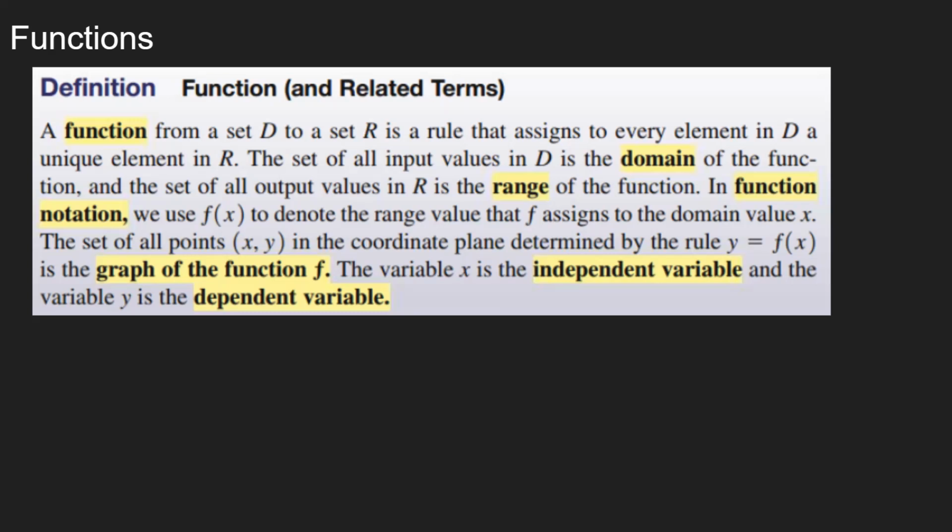In function notation, we use f(x) to denote the range value of f that f assigns to the domain value x. You read it "f of x." It does not mean f times x. The set of all points (x, y) in the coordinate plane determined by the rule y equals f(x) is the graph of the function f. The variable x is, as always, the independent variable, and the variable y, or the value of f(x), is the dependent variable.